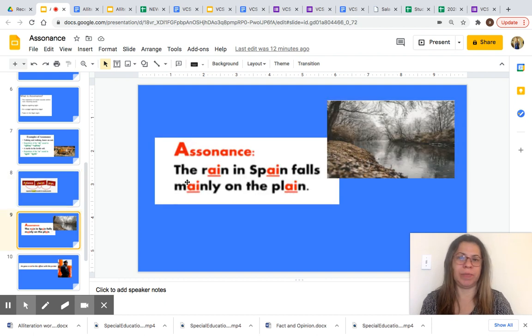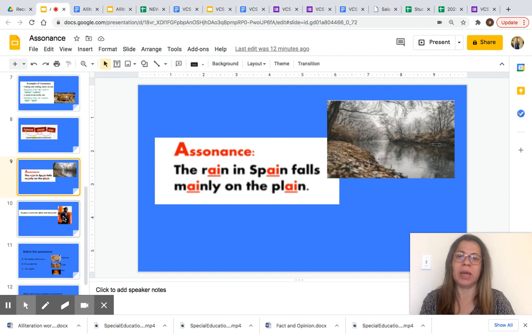Another example. The rain in Spain falls mainly on the plain. So in red here in this sentence, you have the A sound that's creating an assonance and is being repeated several times in this sentence. Remember that in order for it to create an assonance, it has to repeat two or more times in a sentence.